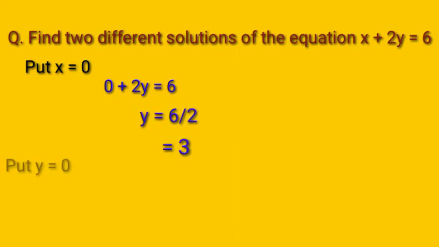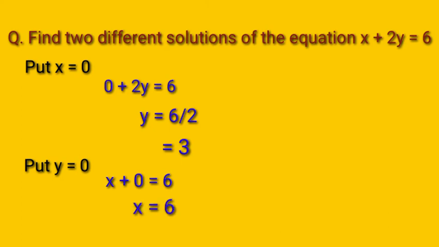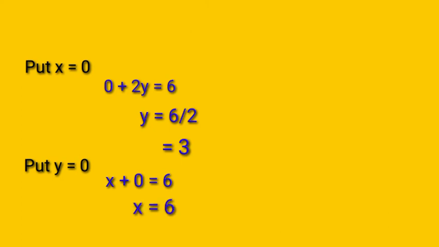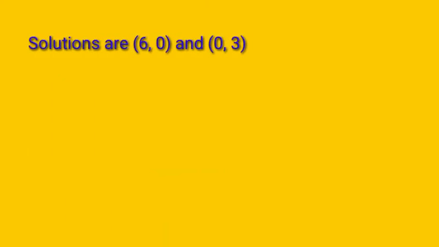Then put y is equal to 0. So it becomes x plus 0 is equal to 6, that is x is equal to 6, and the solution is (6, 0). So two solutions we got. One solution is when x is equal to 0, we get y is equal to 3. So (0, 3) and (6, 0) are the two different solutions here.